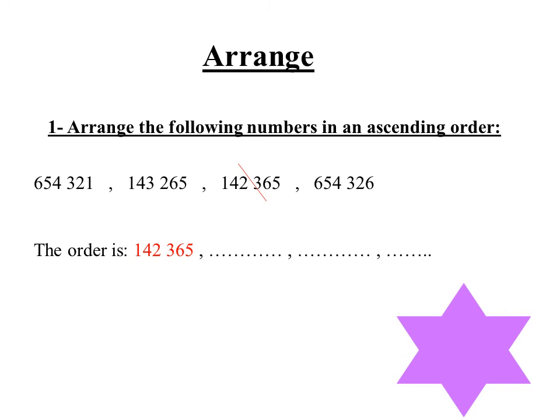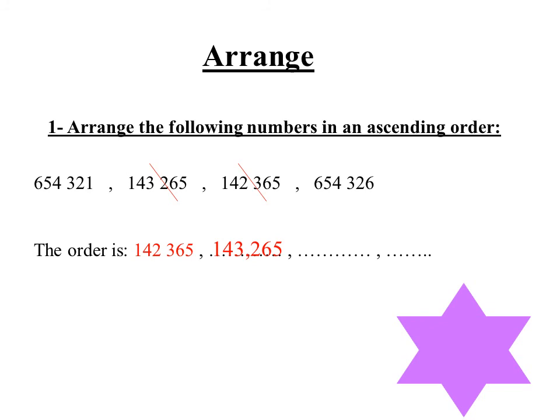So we'll compare between them. We will compare the next digit. The first number has 4 in the 10,000 place. The second one has also 4. Then we will compare the next digit. The first one has 3 and the second one has 2. Now there is the smallest number, which is 142,365. Then we will cancel it, and 143,265 is the second number.